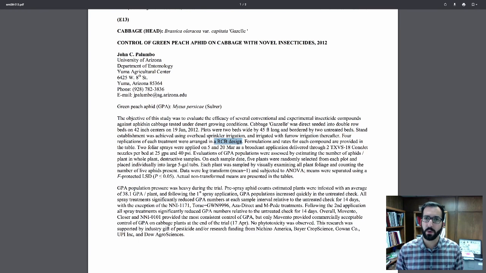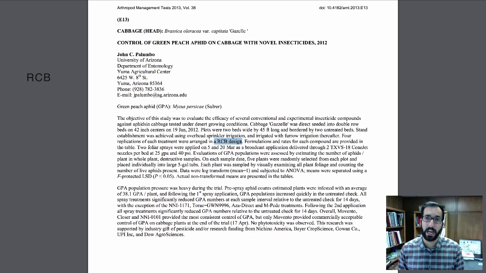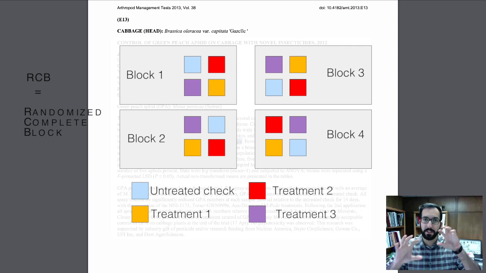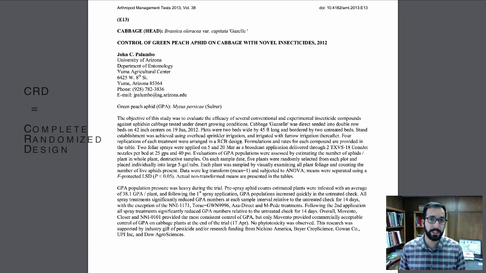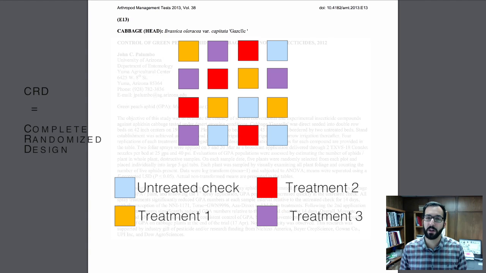The replications were arranged in an RCB design. RCB is an acronym for Randomized Complete Block, which means that our treatments are arranged in blocks where each treatment occurs at least once within each block. This contrasts with a CRD, or completely randomized design, in which treatments are just completely randomly arranged.